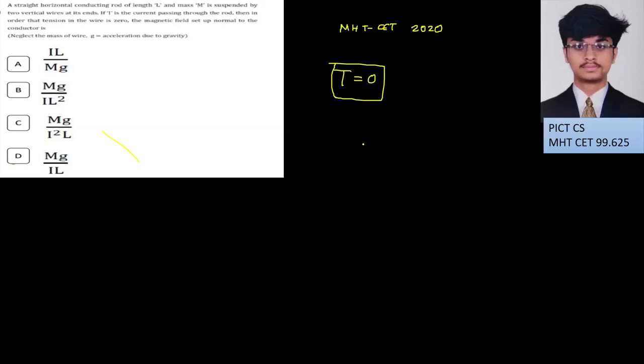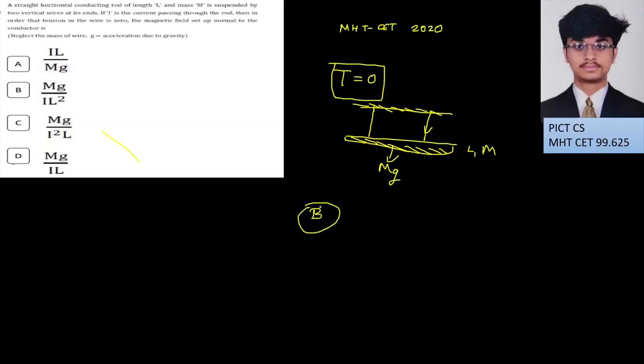So basically, tension in the wire is 0 is asked. Let's assume the horizontal conducting rod is of length L, mass M, and is suspended by two vertical wires at its ends. Alright, so we have two vertical wires. Then in order that the tension in the wire is 0, so basically some tension is developed in it due to its weight, which is acting, right, mg. The magnetic field set up normal to the conductor, so we have to calculate the magnetic field, that is B, in order that the tension here becomes 0.